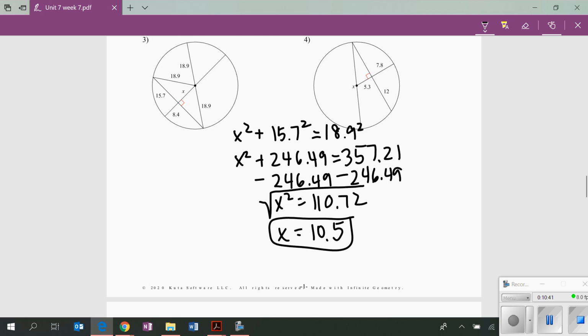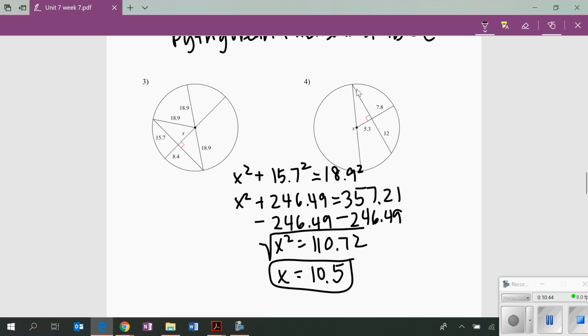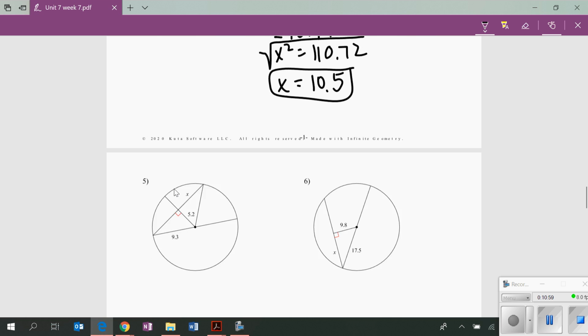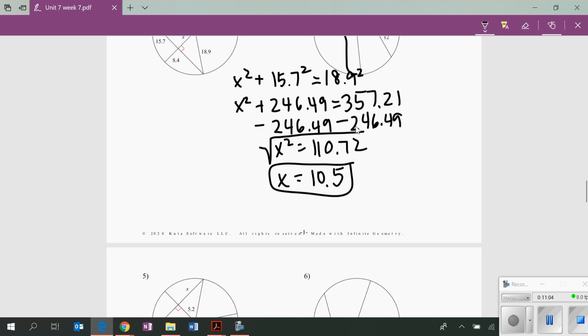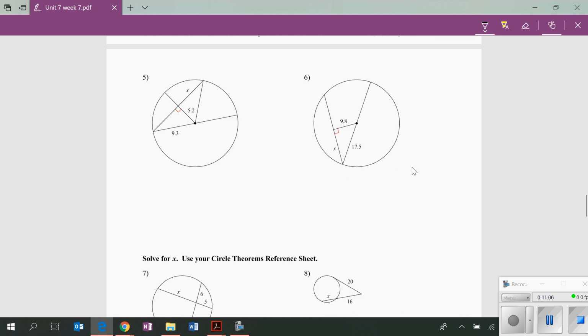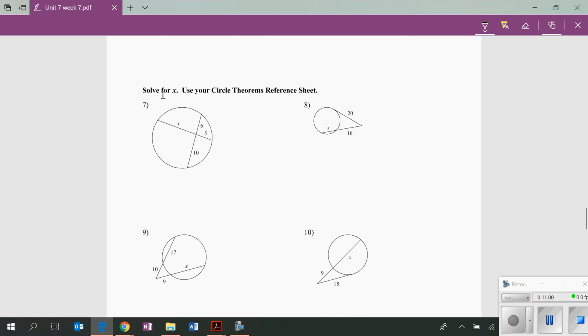So similar method you're going to use for number 4. Actually, you won't be using Pythagorean theorem for number 4, but x is asking for this entire length there. Okay. That's your diameter. Similar problems, you're going to use Pythagorean theorem, or you can use what you've done in number 4, solving for x using your circle theorems reference sheet. So now we're not looking at solving for angles, but we're solving for lengths.